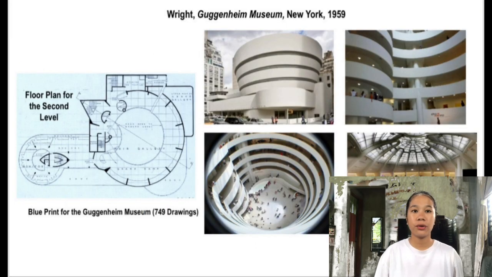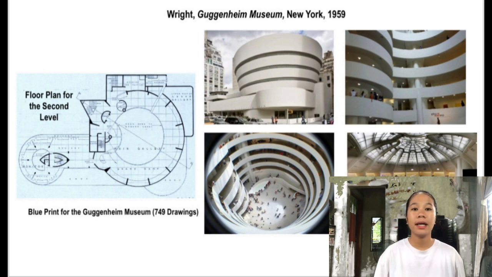The third photo features the Solomon R. Guggenheim Museum in New York City, designed by the renowned architect Frank Lloyd Wright. Looking at the top left, a blueprint or floor plan showcases the museum's unique spiral layout. This gives us a sense of how the building is designed from a bird's eye view.